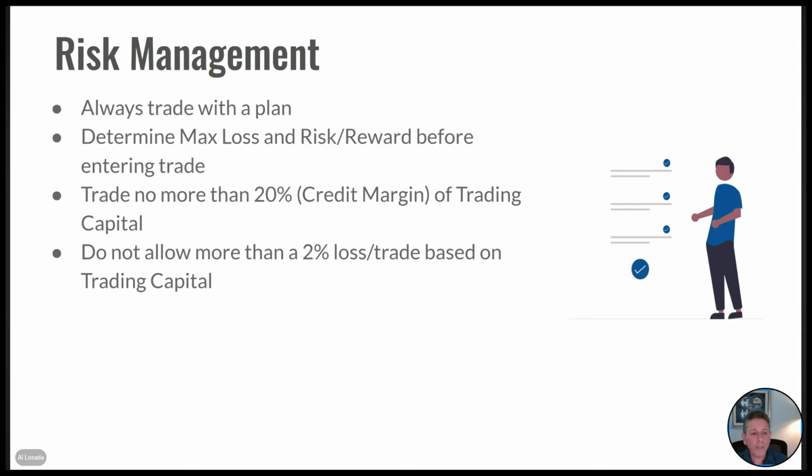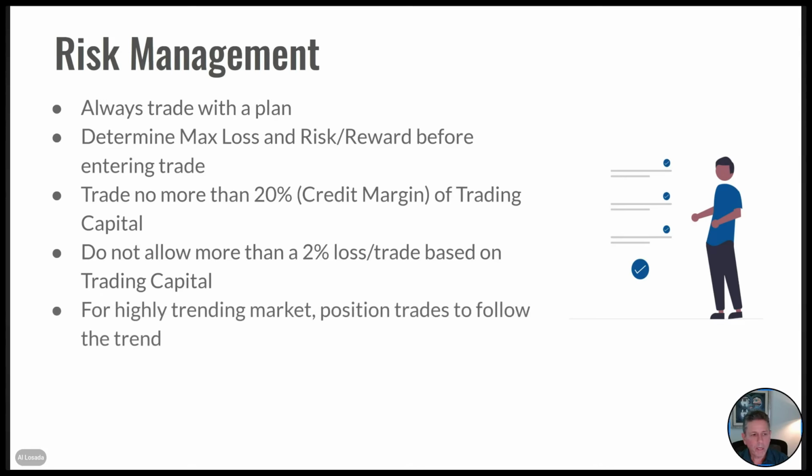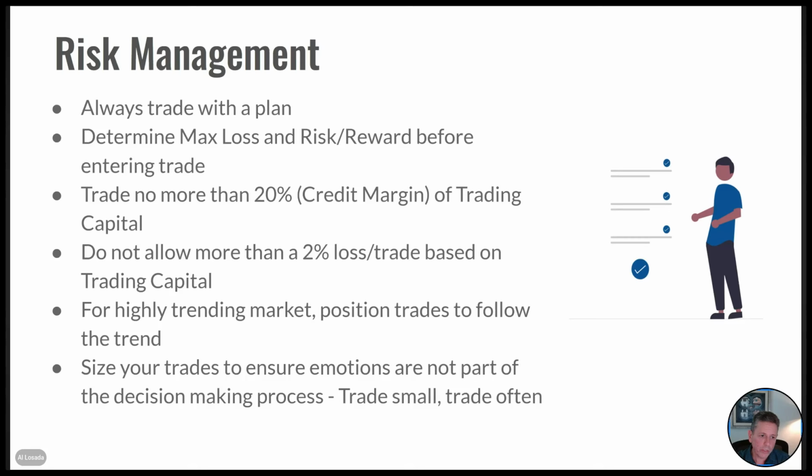Don't allow more than 2% loss based on your trading capital. A lot of traders use 1% per trade. 2% is fine, as long as you're managing with 20%. For highly trending markets, position your trades to follow the trend, as I just mentioned, and size your trades to ensure that emotions are not part of the decision-making process. Again, trade small, trade often, especially if you're learning.